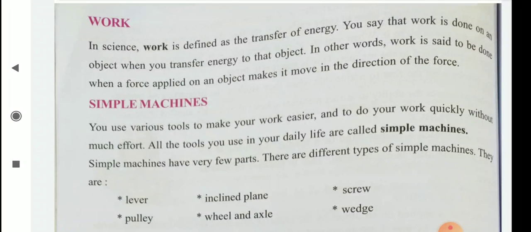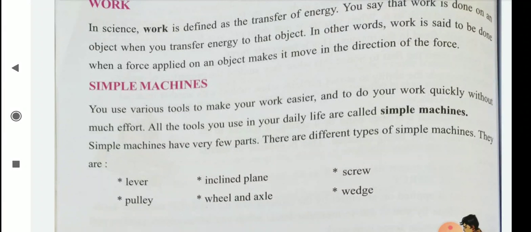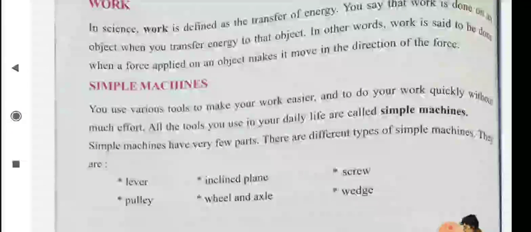Okay? Then simple machines. So what is a simple machine? Children, when we use various tools to make your work easier and to do your work quickly without much effort, all the tools you use in your daily life are called simple machines. Simple machines have very few parts. There are different types of simple machines. They are lever, pulley, inclined plane, wheel and axle, screw and wedge.